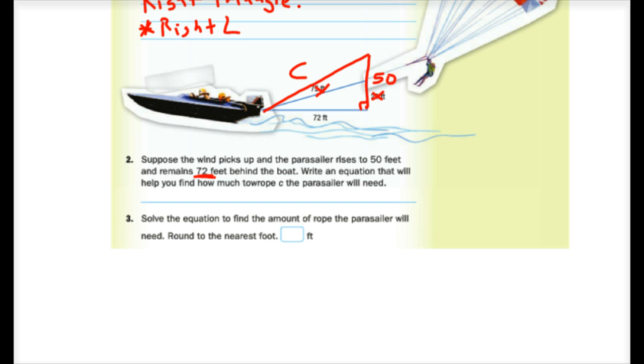Miss Nika, what would the equation be? 72 squared plus 50 squared equals C squared. Awesome. Those are the legs, and it equals C squared. Square those numbers, guys. Practice it.